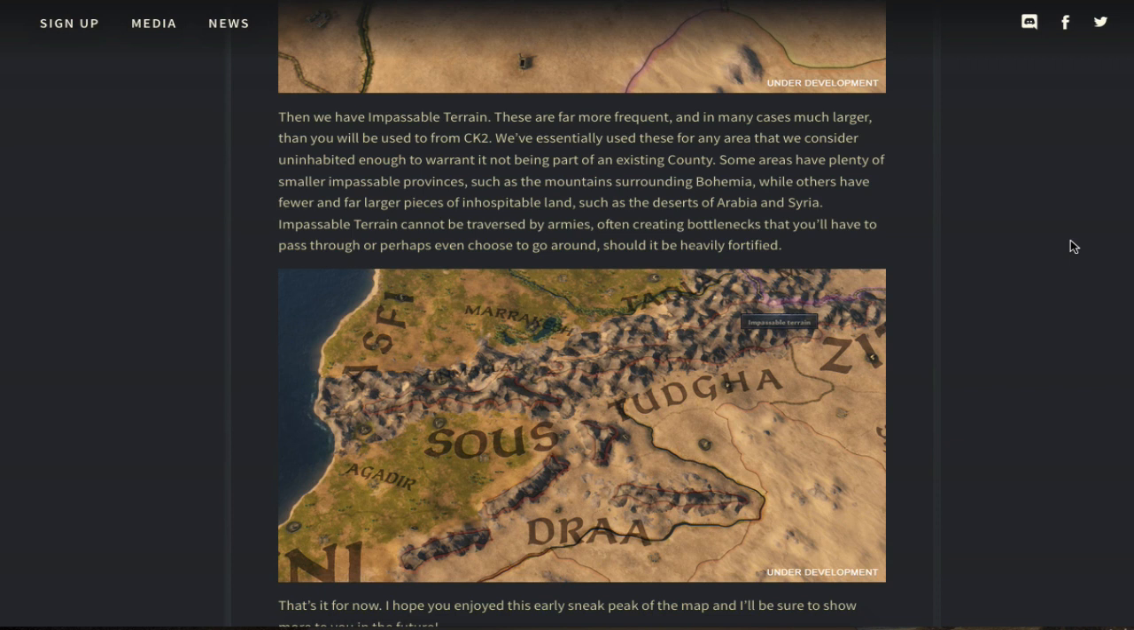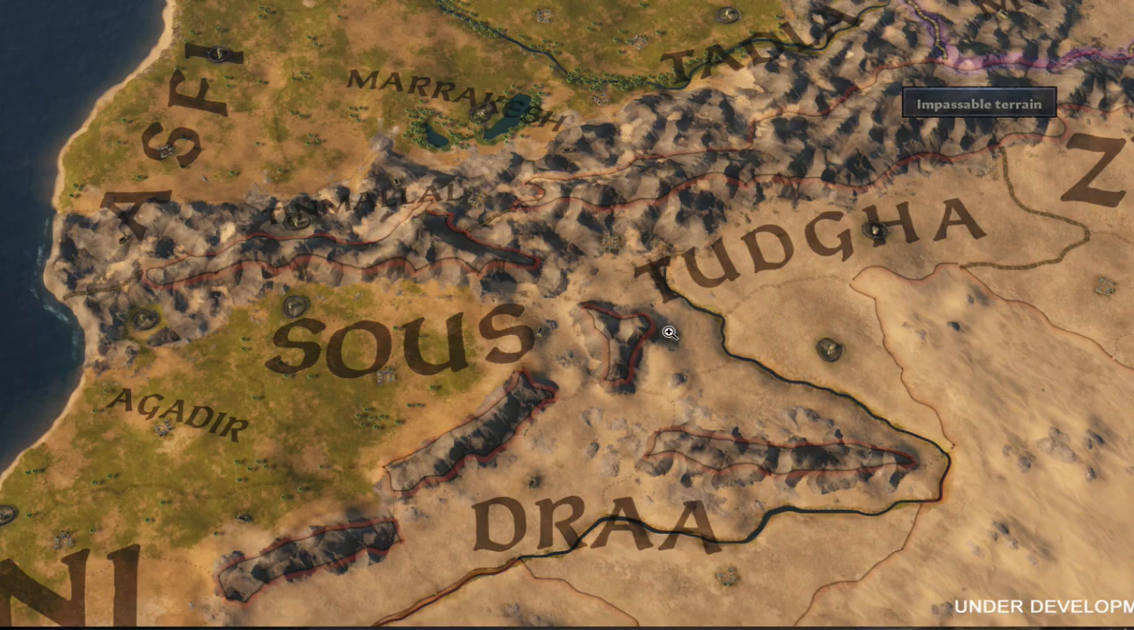Terrific! Exactly what we need in the game. That you will have to pass through or perhaps even choose to go around, should it be heavily fortified. That is exactly what I wanted. Thank you very much. We'll have a look at that last image here.